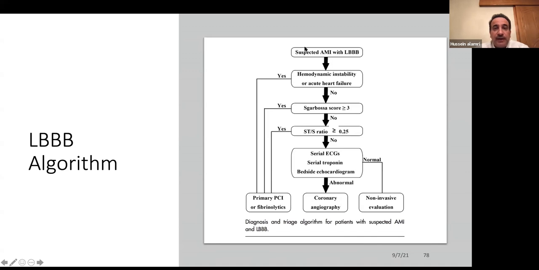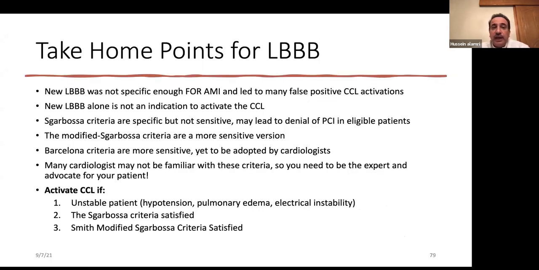This is very simple, by the way. And if you apply the algorithm, you can easily rule in or rule out MI in these patients. So you look at clinical status, Scarboza criteria, the original, then the modified. If all are negative, then you go for the serial ECG, troponin, and bedside echo. If it's normal, this is not STEMI, you can rule it out with confidence in this patient, but you cannot rule out unstable angina.